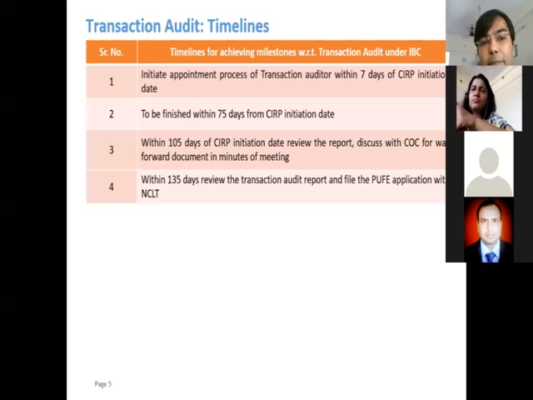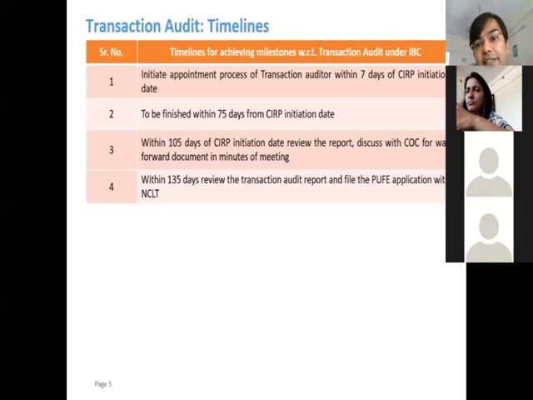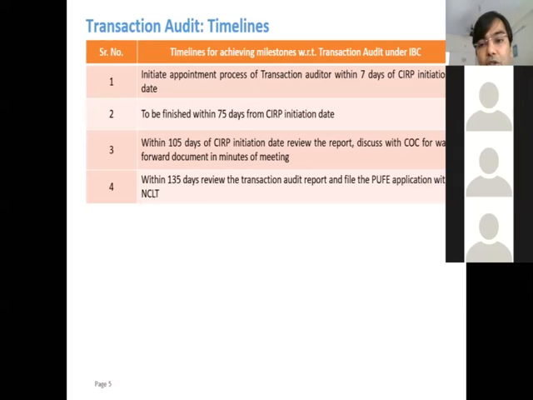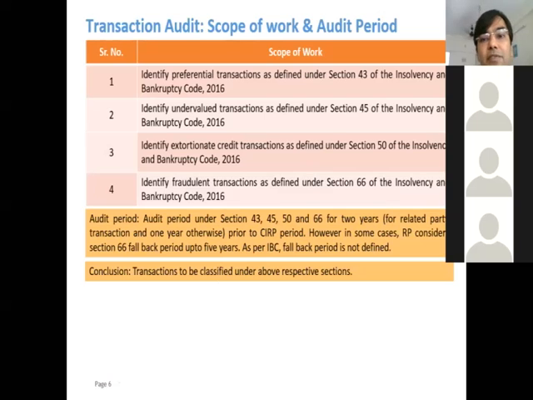where P stands for preferential, U stands for undervaluation, F stands for fraudulent activity, E stands for extortionate transactions. There are specific sections which talk about each of these 4 categories of transactions, and we'll go through them one after another. Section 43 talks about preferential transactions, Section 45 of the IBC code talks about undervalued transactions, Section 50 talks about extortionate transactions, and Section 66 talks about fraudulent transactions.